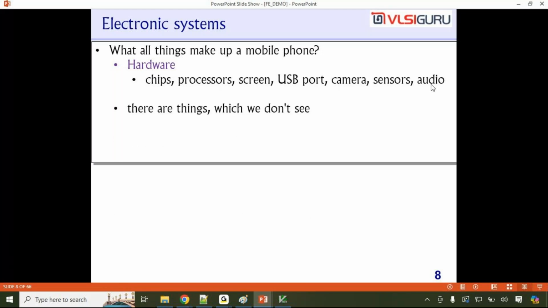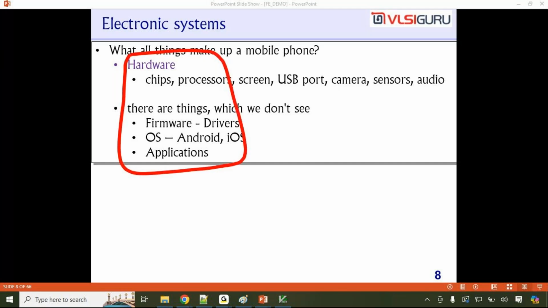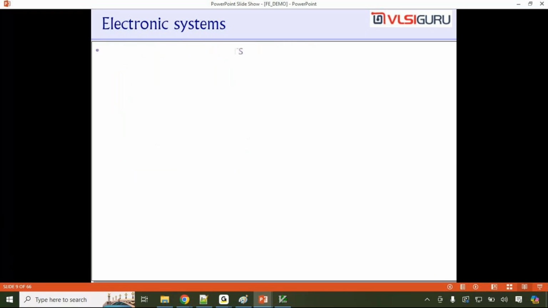You see, there are things which we don't see, like what? Operating system, the firmware, the applications. This is all required for my electronic system to work effectively. So in summary, the mobile phone or any other complex electronic system has four layers that make it up.